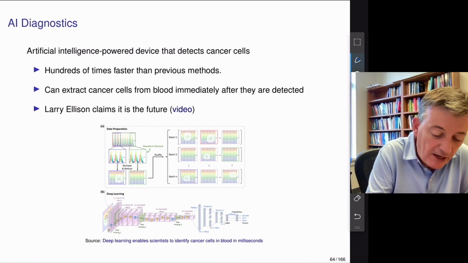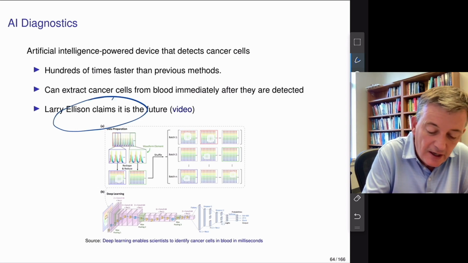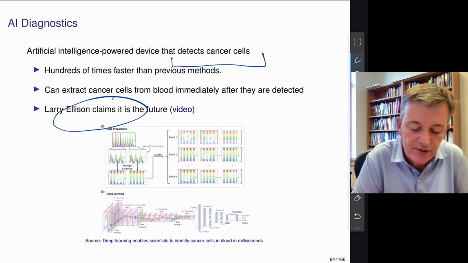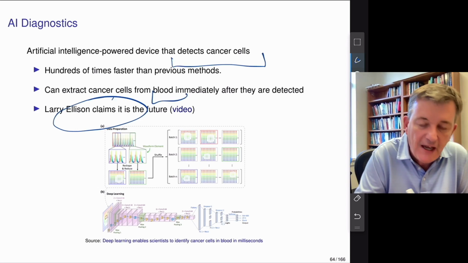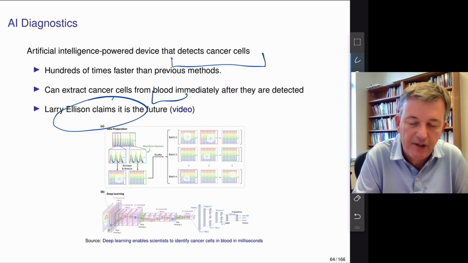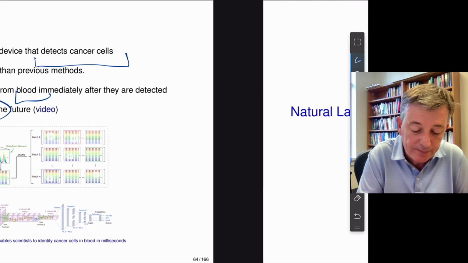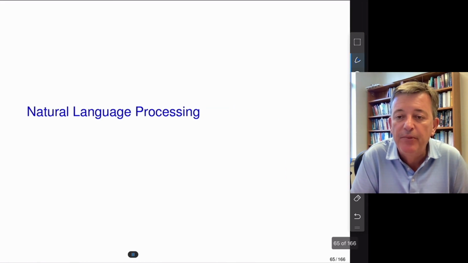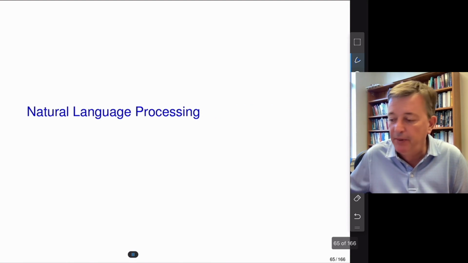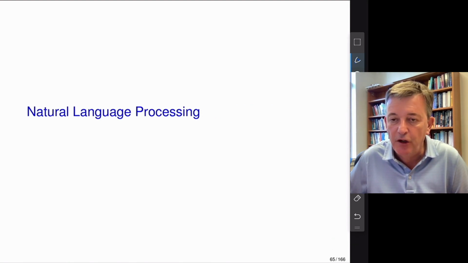There's the Larry Ellison discussion of detecting cancer cells and looking at blood directly. So if you click on that link for the video, Larry Ellison, who runs Oracle, has a very compelling argument for why these algorithms are actually very useful. Okay, let me stop there, and next time we'll talk about natural language processing. I hope you enjoyed image processing and deep learning.